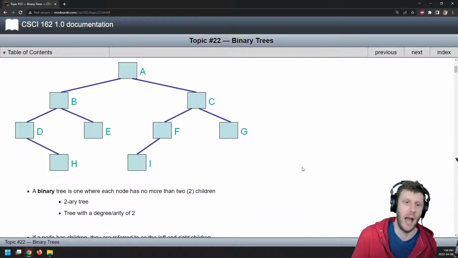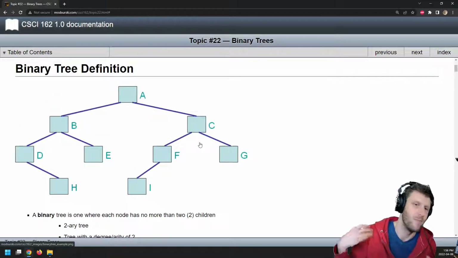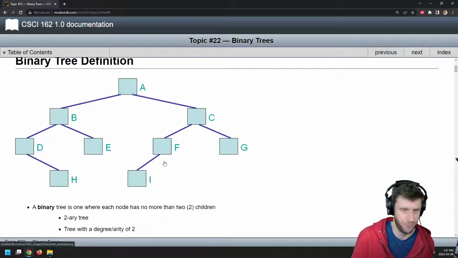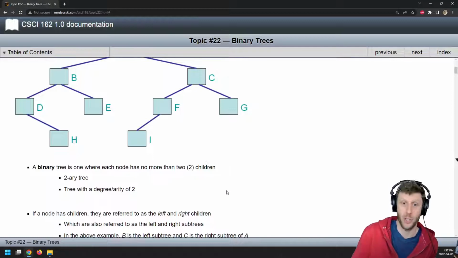So here, I could also say this is a tree with degree or arity of 2. Yeah, so it's a degree 2 tree. Almost every human on this planet would call this a binary tree, though. If a node has children, they're referred to as left and right.